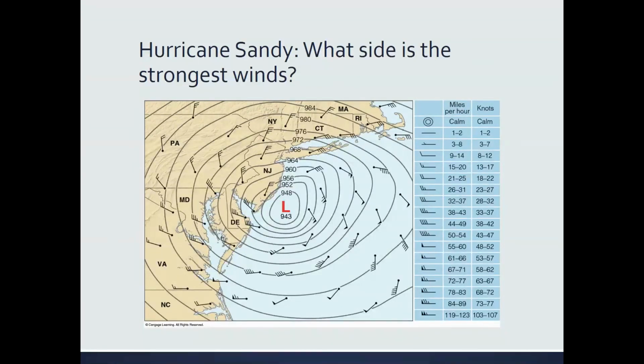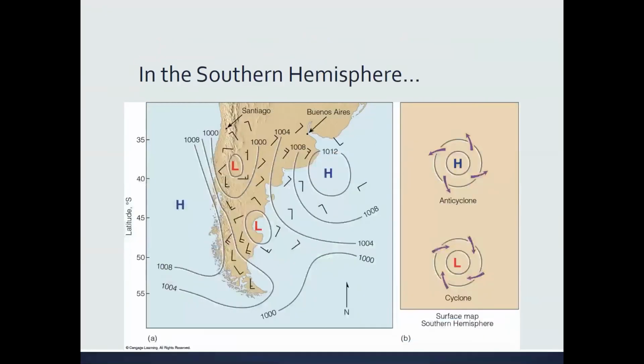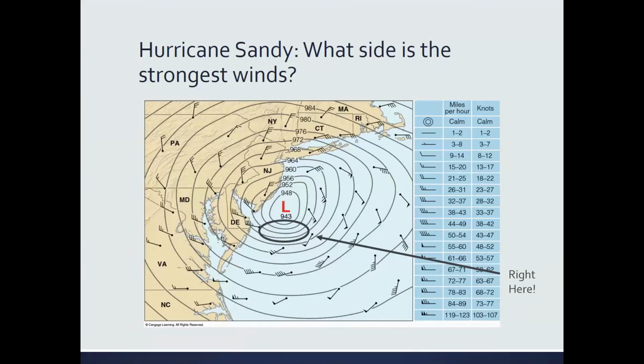Here's another example. This is Hurricane Sandy. Where are the winds the strongest? Well, they're the strongest where the isobars are closest together. If you actually take a look, on the southern end of the hurricane is where they were the closest together. And so here is where the winds are the strongest.